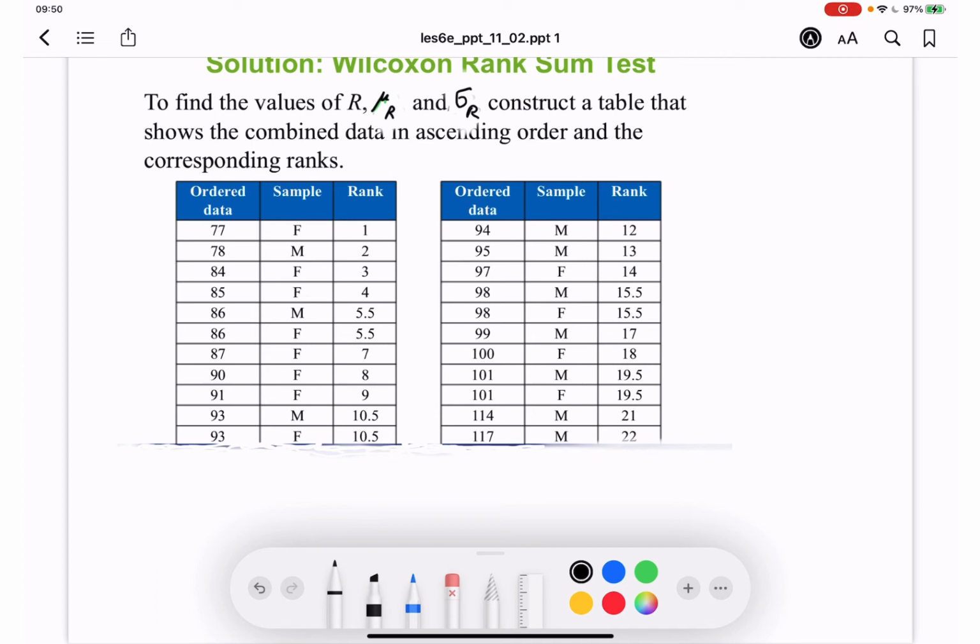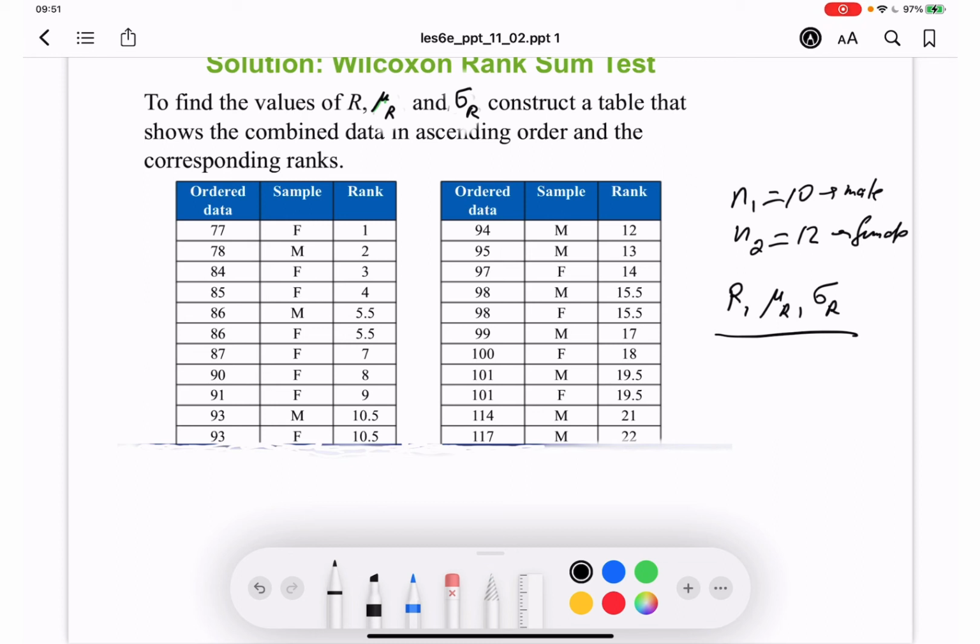Okay, so the sample size for men is 10, and the sample size N1, let's say, is 10, and N2 is 12. This is male, this is female. Before we calculate the test statistic, we need to find the values of R, mu R, and sigma R, because all these three are going to participate in calculating the test statistic.